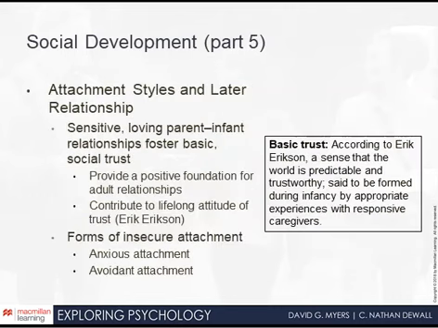So, looking at attachment styles, I went over this a little bit already in a way. Attachment styles in later relationships. Well, sensitive, loving parent-infant relationships foster basic social trust. It provides a positive foundation for adult relationships and contributes to a lifelong attitude of trust. And again, per Erik Erikson, that sense of basic trust is something that we see develop early in our life. Therefore, it may help to explain where these forms of insecure attachment may come from, the anxious attachment and the avoidant attachment described earlier.